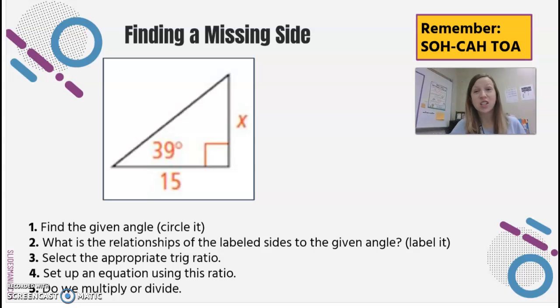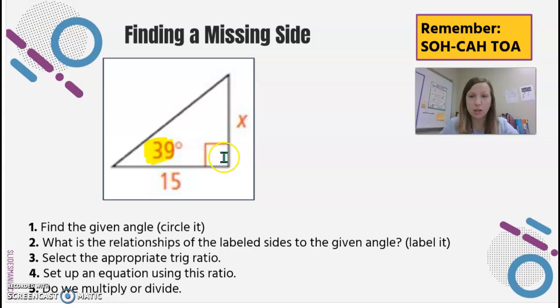Hi everyone. So today we are going to look at how to find the missing side of a right triangle using trig ratios. So the first thing we need to do is find the angle that we do know, which in this case is this 39-degree angle. We never use the right angle, okay?